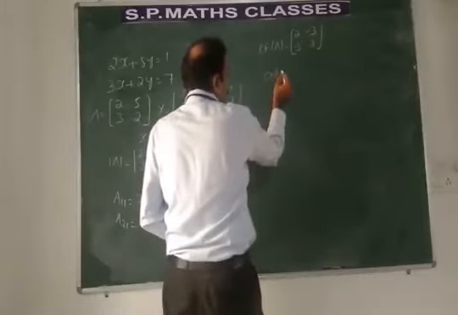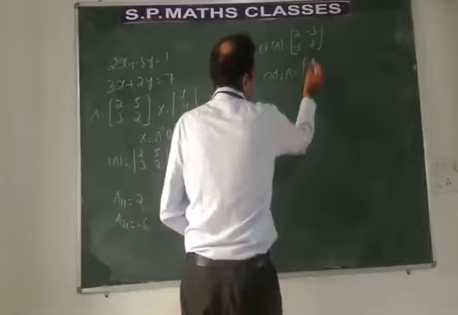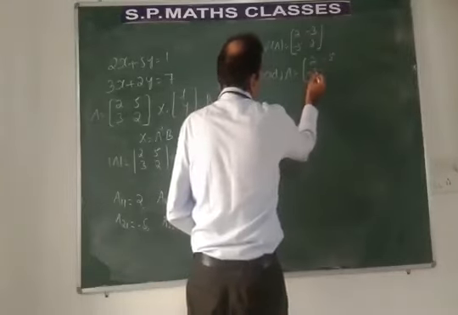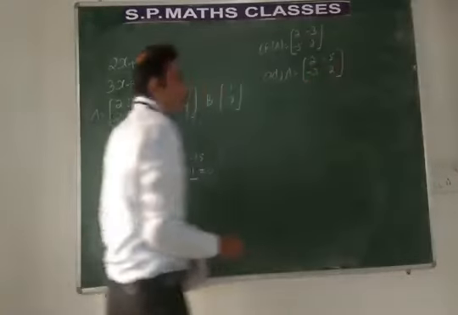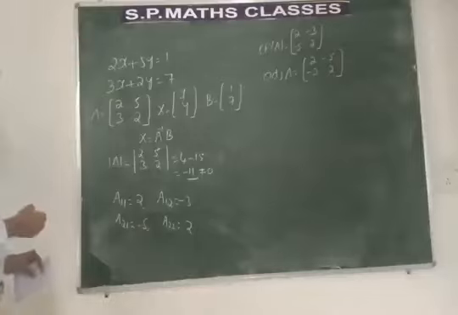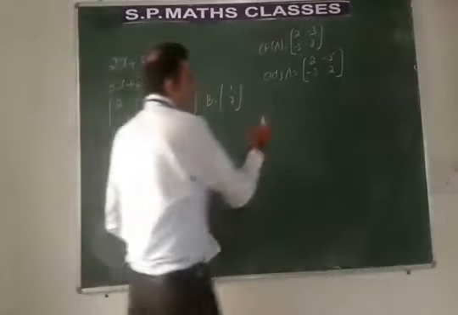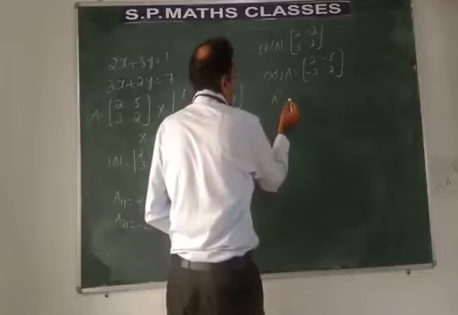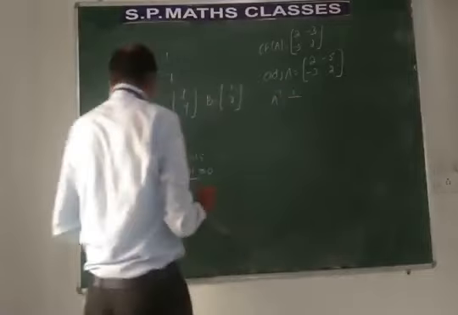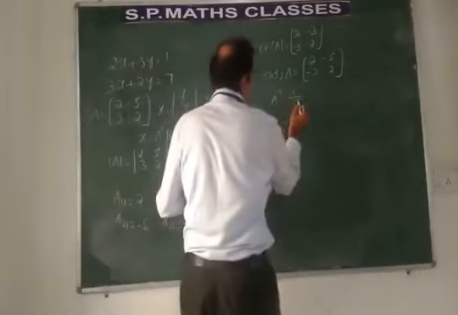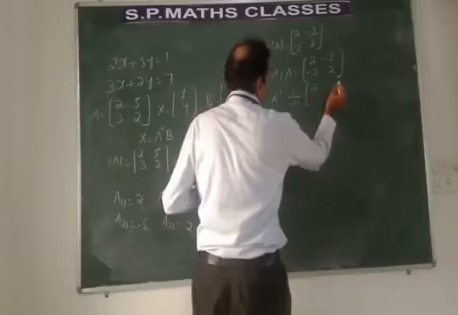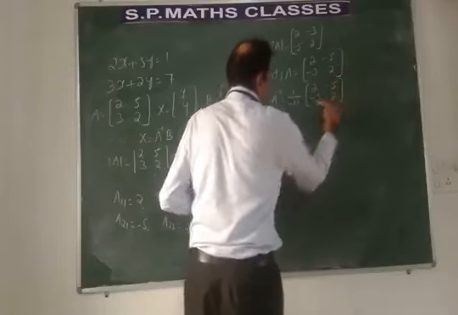What is the adjoint of the matrix A? It is the transpose of the matrix of cofactors: 2, minus 5, minus 3, 2. As I have already told you, it can also be got directly by interchanging the diagonal elements and changing the signs of the other elements. So, 1 by determinant A into adjoint A: 2, minus 5, minus 3, 2.